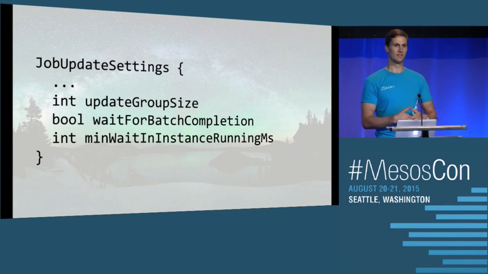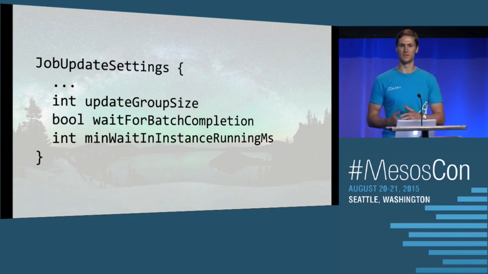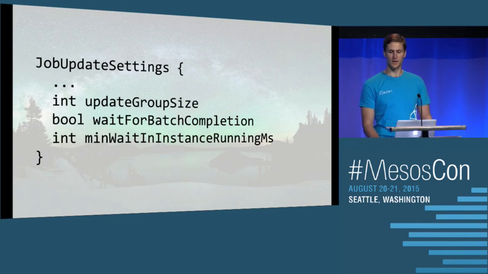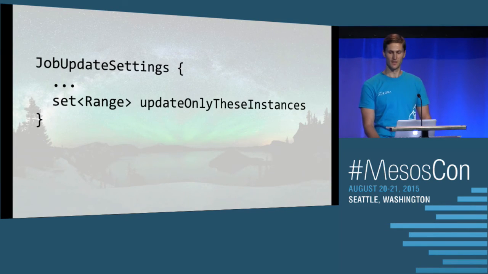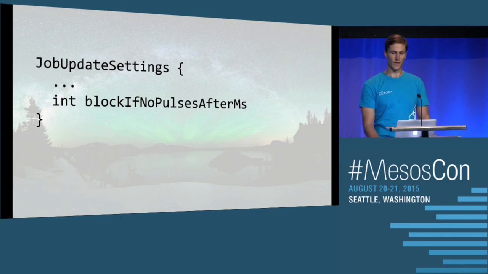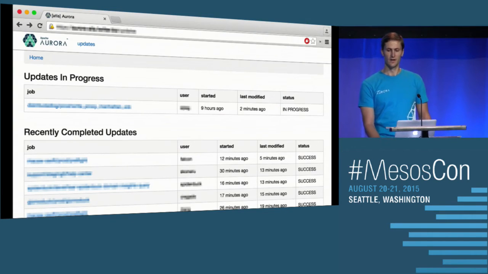The settings have ballooned into a number of knobs, and this is a manifestation of all of the different use cases that we have. We basically have a group of flags in here that are for the velocity of the update, a group that's for the failure tolerance of the update, and then finally a way to scope the update. So this is how you can do heterogeneous jobs. You can slice and dice the job up any way you want. You can do canaries, you can do multi-phase canary, you can do a staggered deploy, however you see fit. And then we have a mechanism to allow you to block for a lack of pulses. Again, I'll get into that briefly.